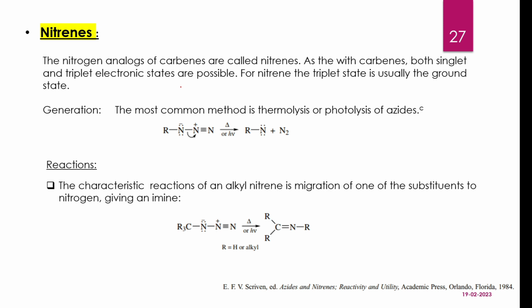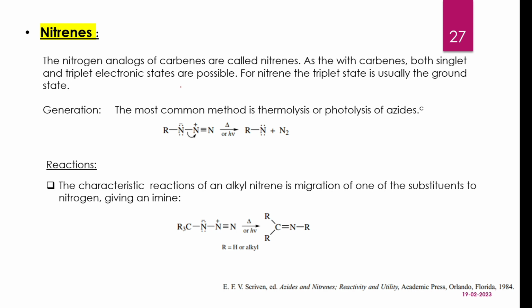So let's talk about some new topic. This one I will discuss elaborately in the next session, but just to start, I will introduce this topic for this session. So nitrenes. What is nitrene? The nitrogen analogues of the carbenes are called nitrenes. As with carbenes, both the singlet and triplet electronic states are possible. For nitrene, the triplet state is usually the ground state.